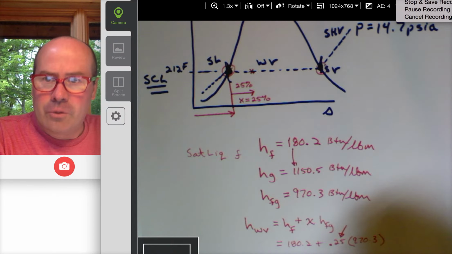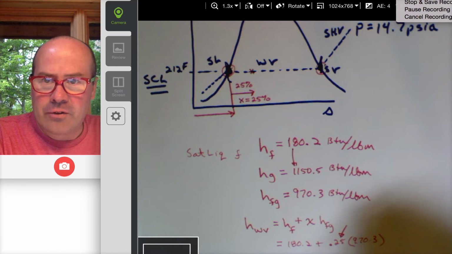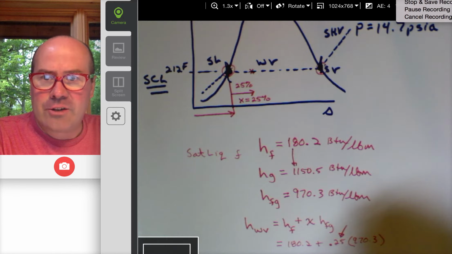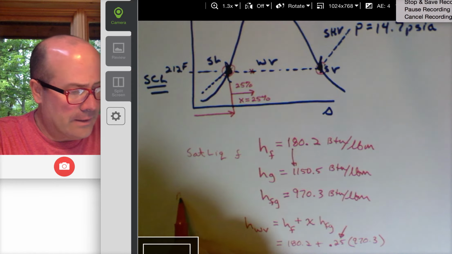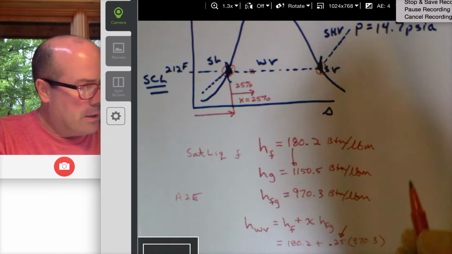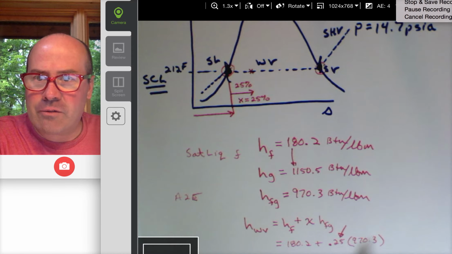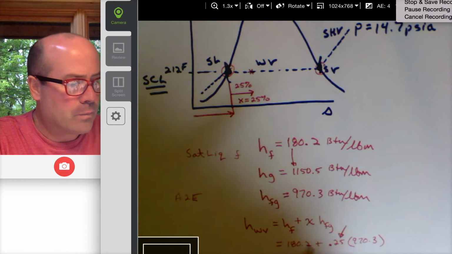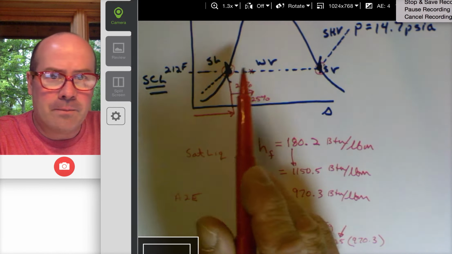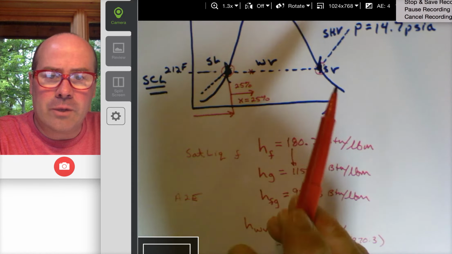So, as a review, in this video, we've identified the different kinds of tables, metric and English. We've started using the saturation water table, table A2E, and we found enthalpy. We could do specific volume or entropy or internal energy as well. It's all the same, for a saturated liquid, a saturated vapor, or anywhere in between.